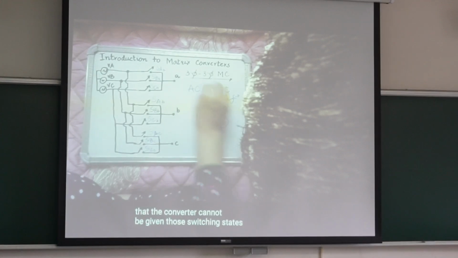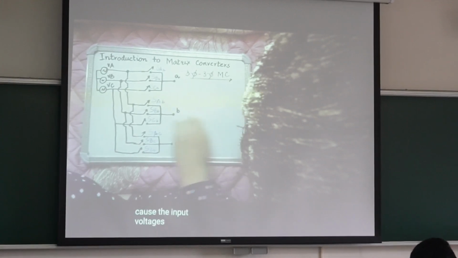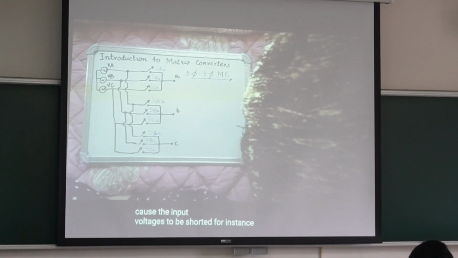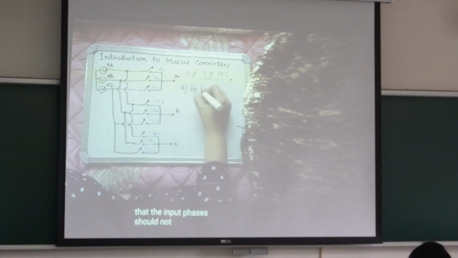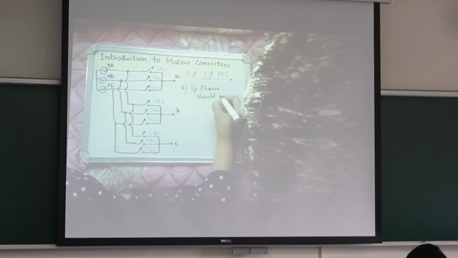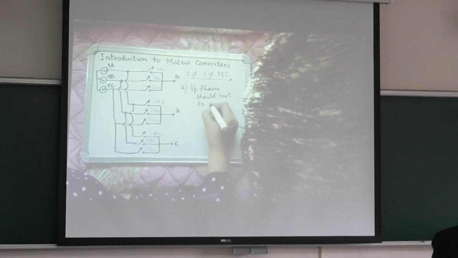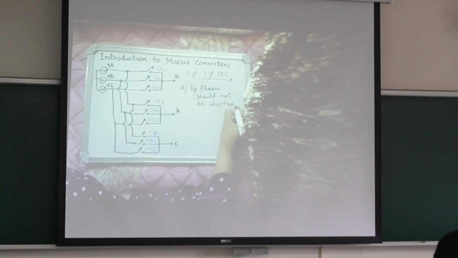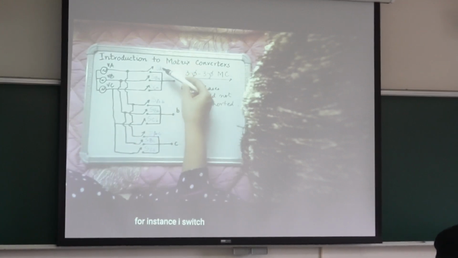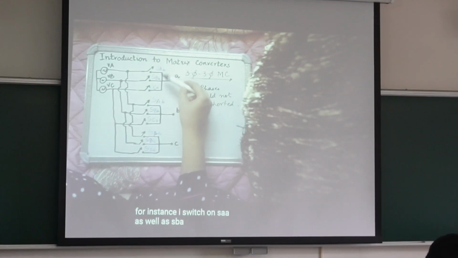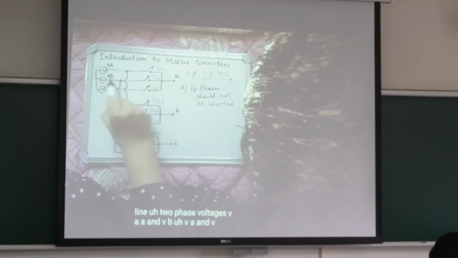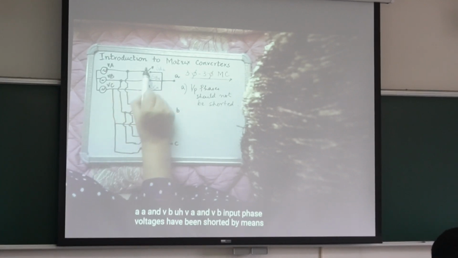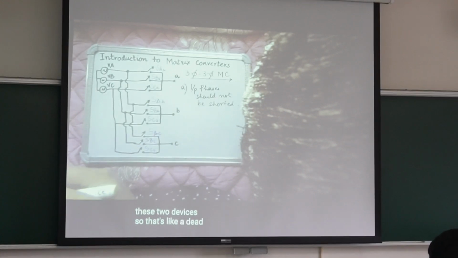The first switching rule is that we cannot give those switching states that can cause the input voltages to be shorted. The first rule is that the input phases should not be short circuited. For instance, if I switch on SAA as well as SBA, which means that if SAA and SBA are both turned on, then the two lines are shorted by these two devices. So that's like a dead short circuit condition.